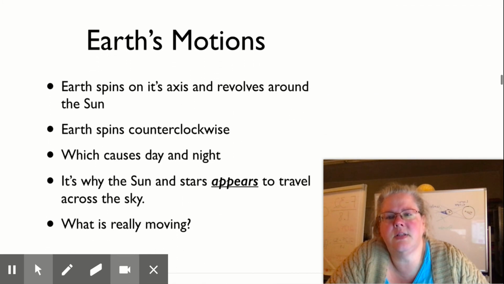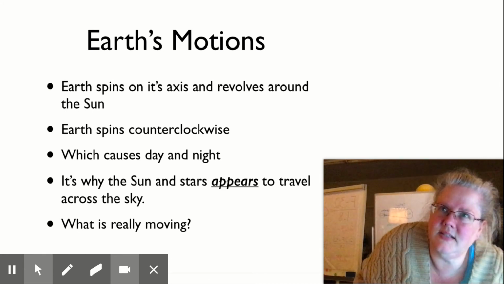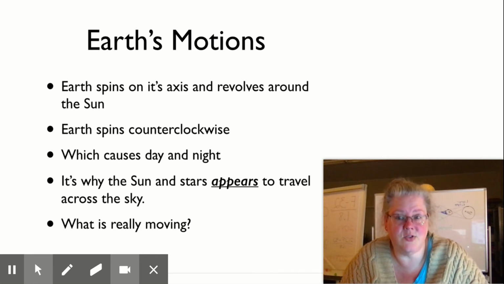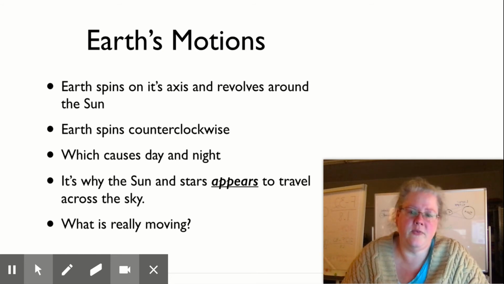So let's review some of Earth's motions. And I'm doing this again and again because good teaching practices say that repetition helps put this in. And obviously this is going to be on the test, so make sure you're paying attention. The Earth spins on its axis and revolves around the sun. Earth spins counterclockwise when I'm looking from the northern hemisphere. What causes day and night, you say? It's that counterclockwise Earth spin around its axis as we face the sun and move away from the sun.